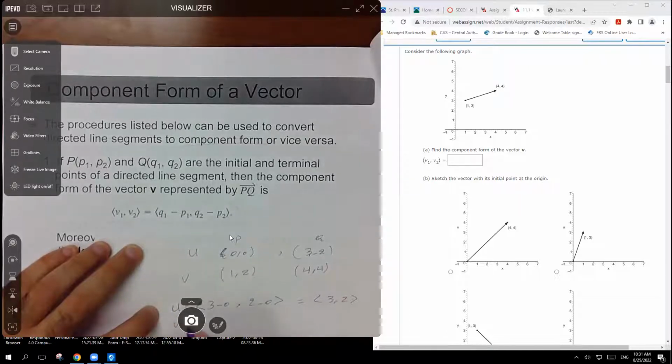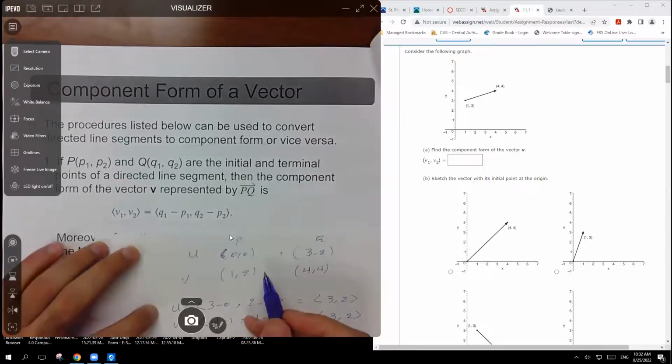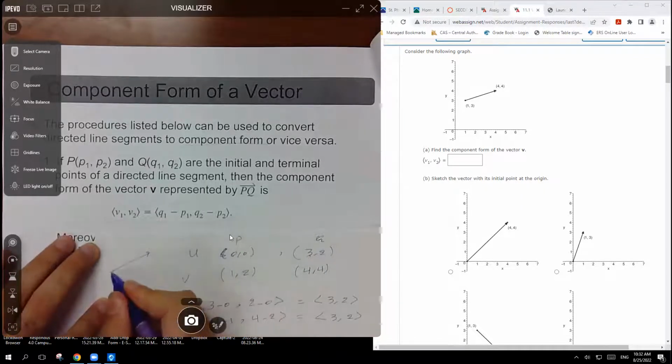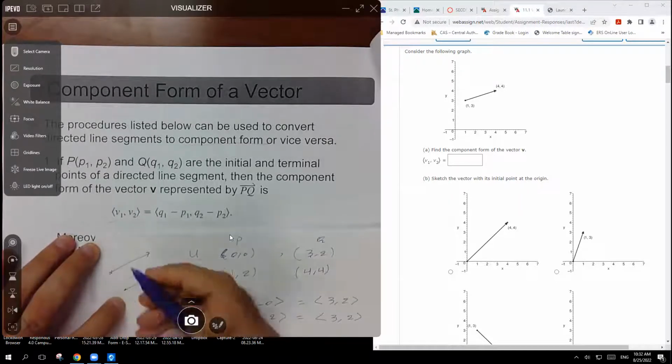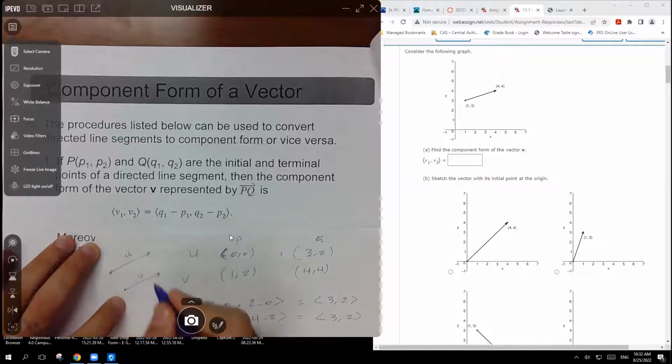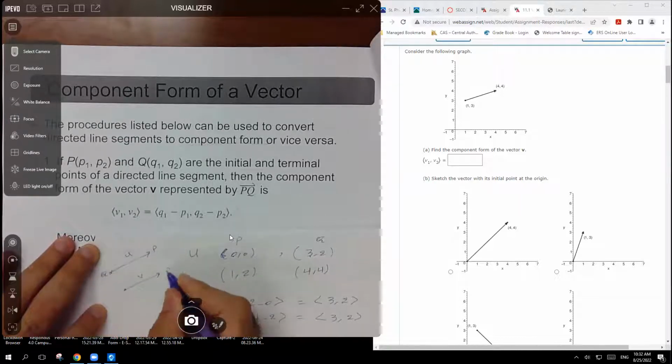Let's check V. V with these two points is going to be Q1 minus P1. That means 4 minus 1 and 4 minus 2. That means the result is going to be 3, 2. So you see, I have two lines, two vectors. This is the U and this is the V. And this point is P and this point is Q.